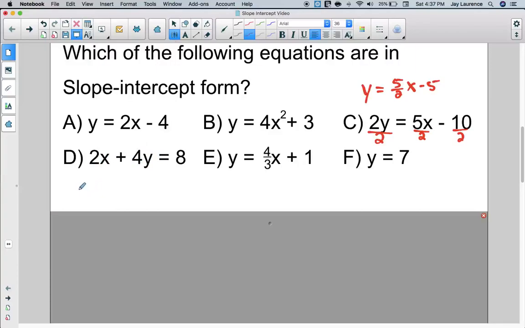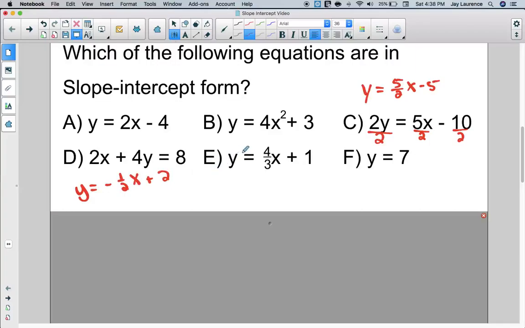Pause the video, unpause it when you want to see the solution. All right, here I go. I'm going to show it. Make sure you've tried it. It's going to be y equals negative 1/2 x plus 2. That's what the equation would be in slope-intercept form.